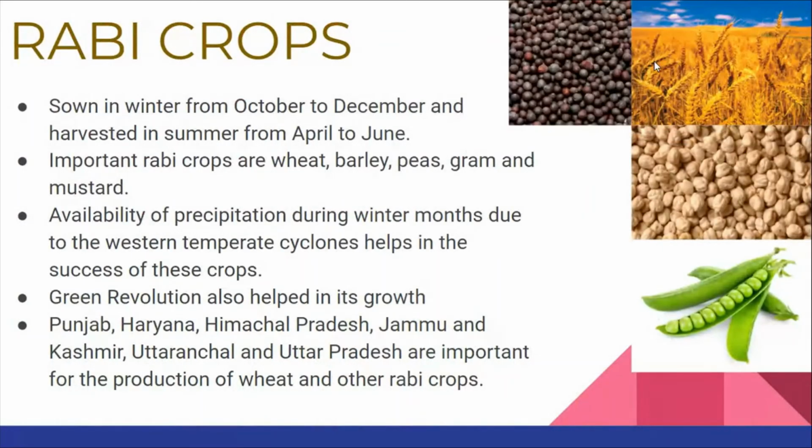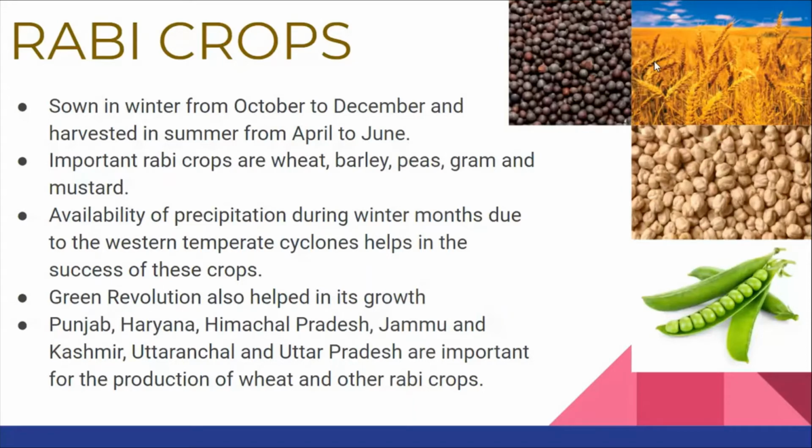So what is Rabi? It is sown in winter from October to December and harvested in summer from April to June. So important Rabi crops are wheat, barley, peas, gram, mustard. Availability of precipitation during winter and western temperate cyclones help in the success of these crops, and the green revolution also helped the crops.